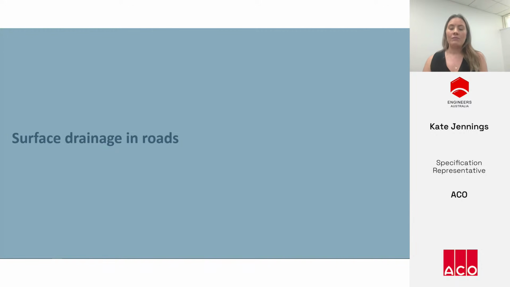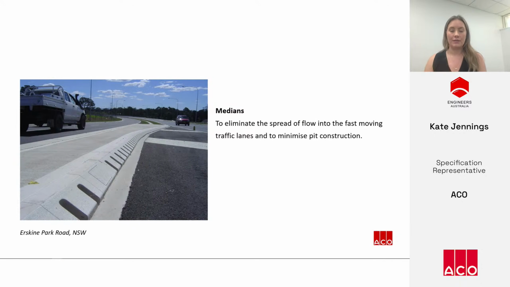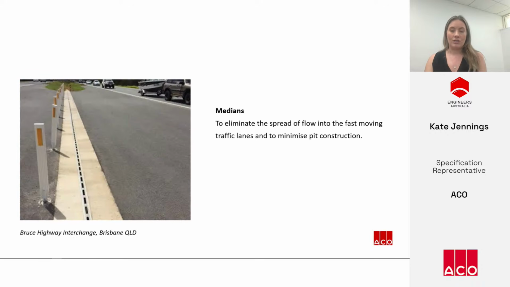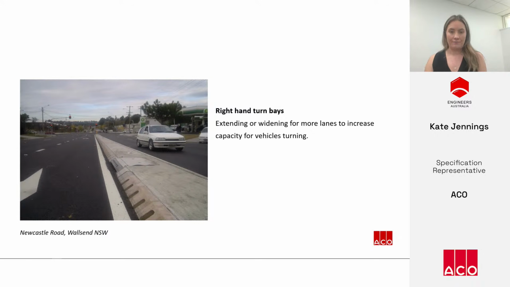And here I'm just going to quickly run through some installation examples of where graded trench drains and slotted curb drains have been used on roads and highways around Australia. So for medians, curb drainage systems might be used to eliminate the spread of gutter flow into the traffic lanes by continuously capturing the water rather than traditional pit and pipe construction. Or you could use a graded trench style or a slotted style drain.